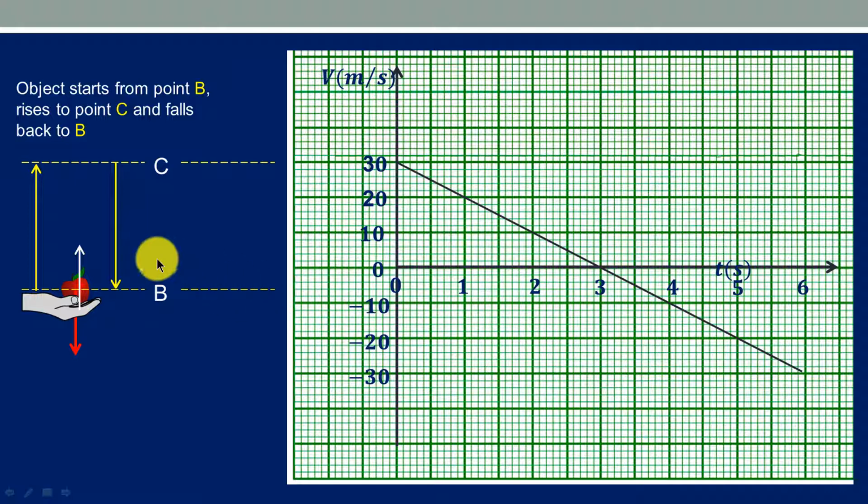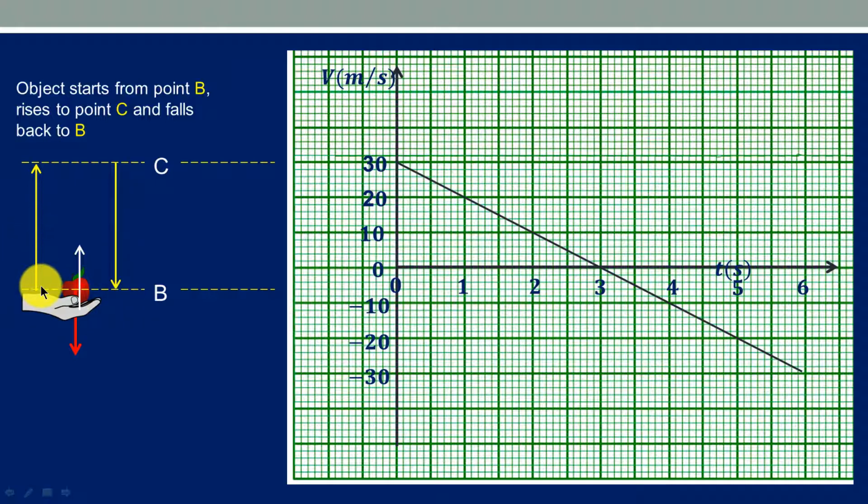The next point I want us to consider is the amount of displacement of the object. You will agree with me that the amount of displacement vertically upwards is equal to the amount of displacement vertically downwards. So if this rises through maybe 9 meters, it will fall through the same 9 meters. That is why this yellow line is equal to this yellow line.